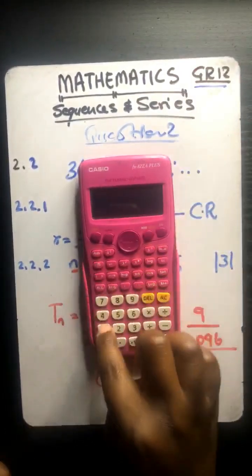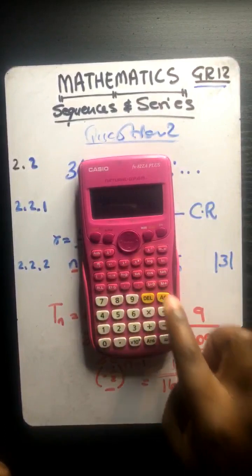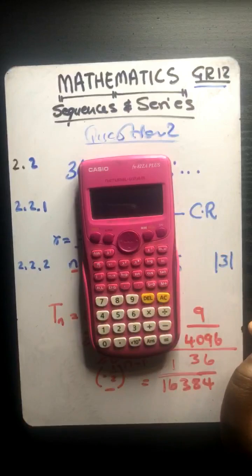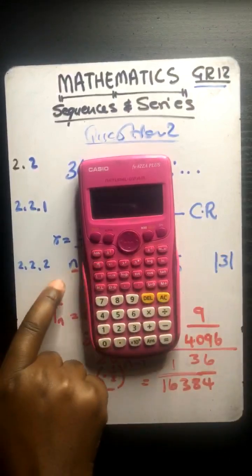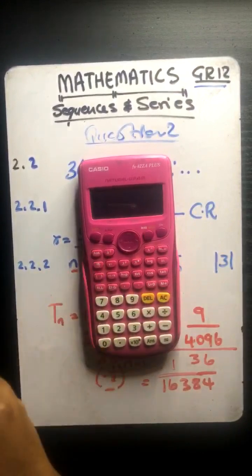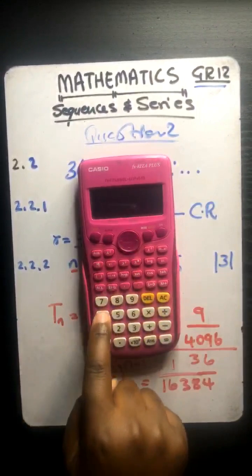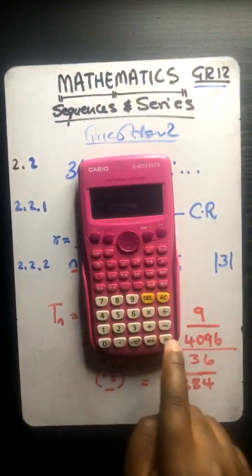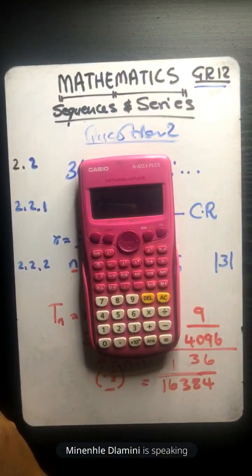81 over 1024. Okay, how are you punching that? Remember, you start with the fraction button and then you punch it again. Then you say 9 at the bottom is 4096. At the bottom is 36. Then you say it's equals to. That's how you punch it.